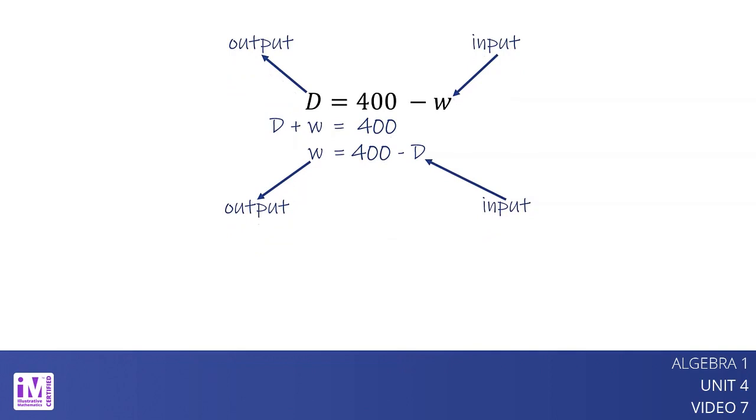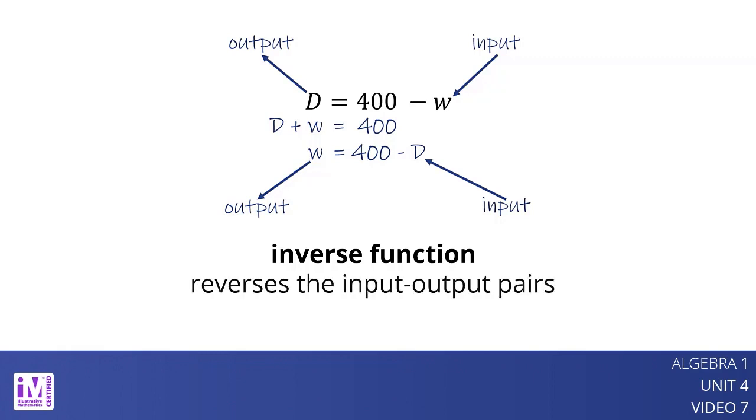The equation W equals 400 minus D represents the inverse function of the original function. An inverse function reverses the input-output pairs. For example, the initial function could take 100 as an input and give 300 as an output. The inverse function could take 300 as an input and give 100 as an output.